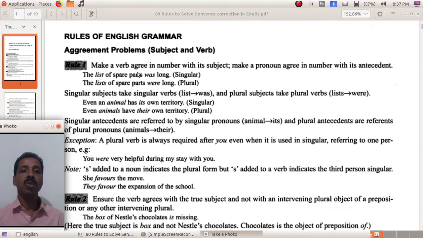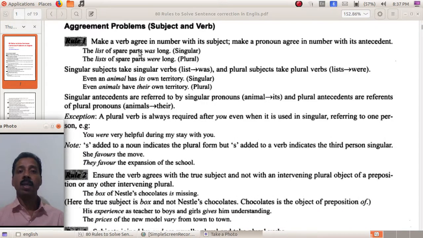So the first one mentioned is, make a verb agree in number with its subject. Make a pronoun agree in number with its antecedent. Examples are given. The list of spare parts was long. So you know that the subject here is list, a singular subject, so the verb also is singular, was used here. Second one, the list of spare parts were low. So here the subject is list, plural subject, so plural verb.